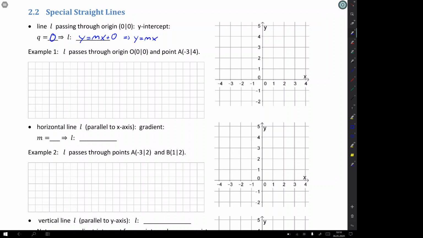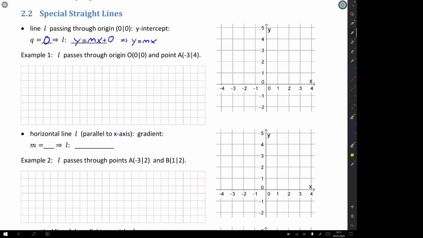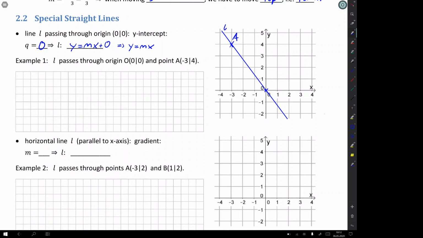Let us look at example 1. We have a line that passes through the origin and through the point A (-3, 4). Let us find now the equation of this line. Let us do it in two different ways.